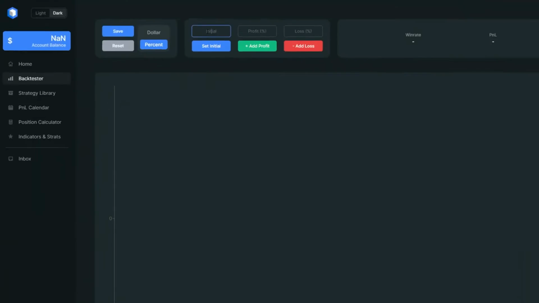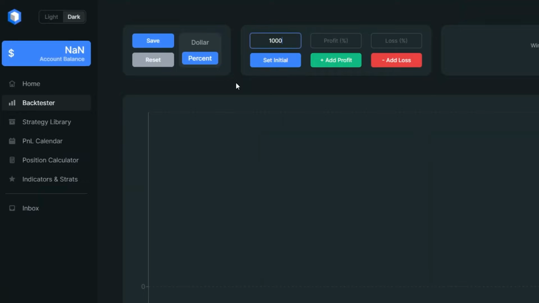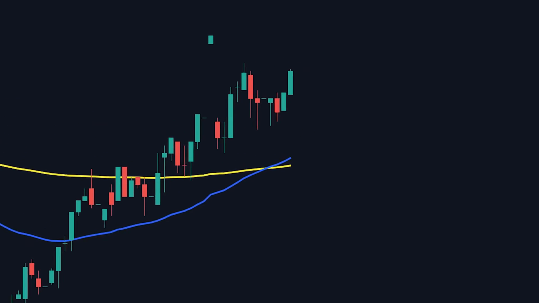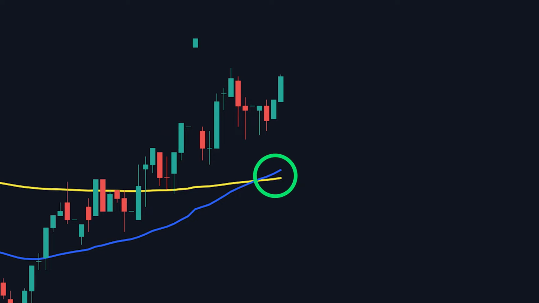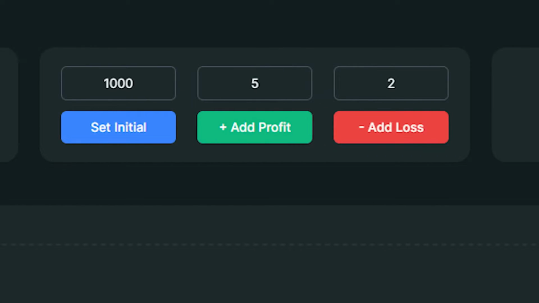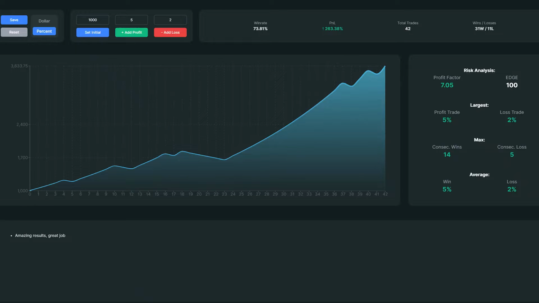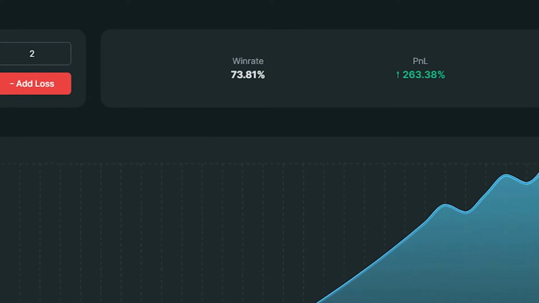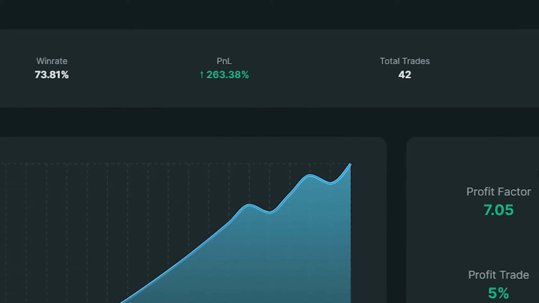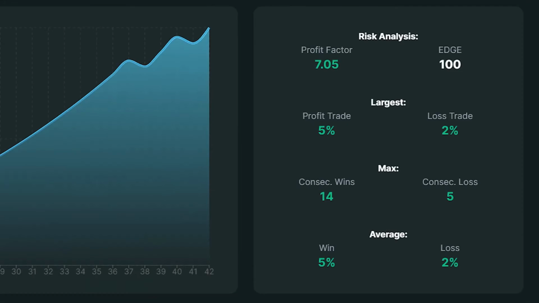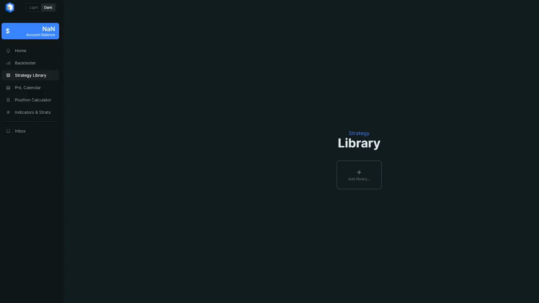For example, let's say we want to start with $1,000. You can change the increments to dollars or percents. Then what you would do is go through each and every trade when the indicators give an entry signal and record if it was a winning trade or a losing trade on the website. Once you have the amount of trades you're happy with, you can check out some really cool statistics like the P&L, the win rate, most consecutive wins, most consecutive losses, and so many other neat statistics. If you find a good strategy, you can even save it to your strategy library.